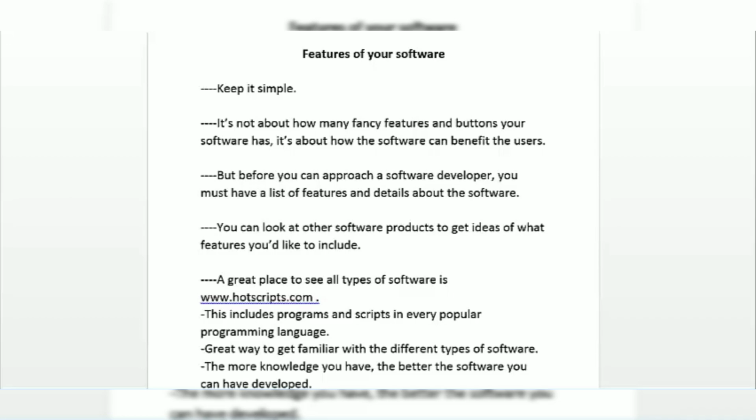So to get ideas, you can look at other software products in a similar industry. And also, what you can do is go to a website called hotscripts.com. This site includes programs and scripts in every popular programming language. So this is a great way for you to get familiar with the different types of software out there. And you could also read the reviews for the various software products on that site. Basically, the more knowledge that you have, the better the software you can have developed.